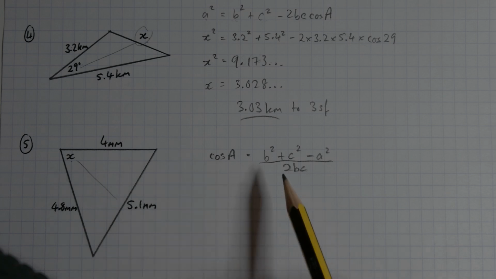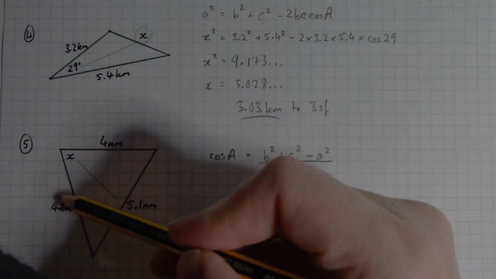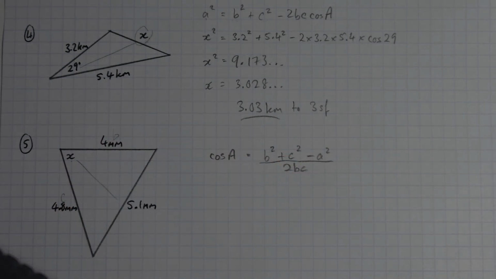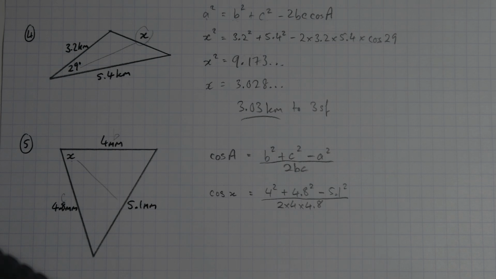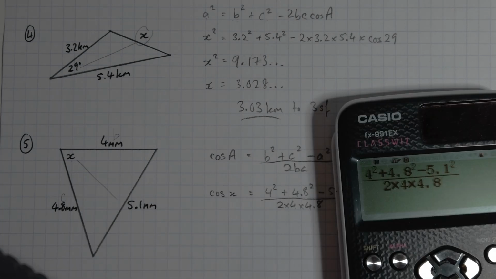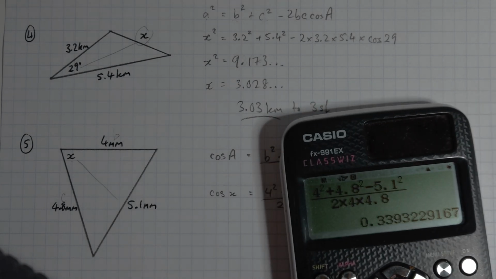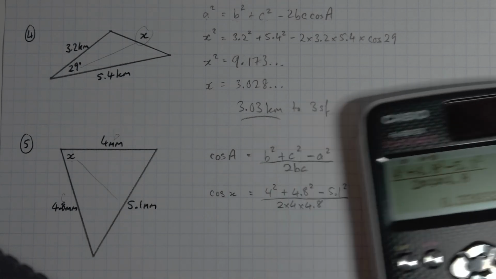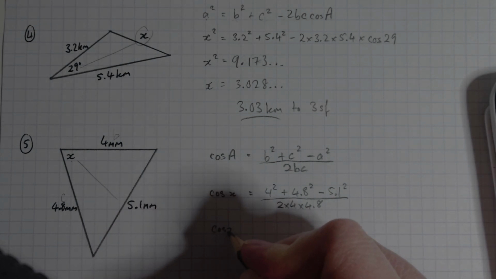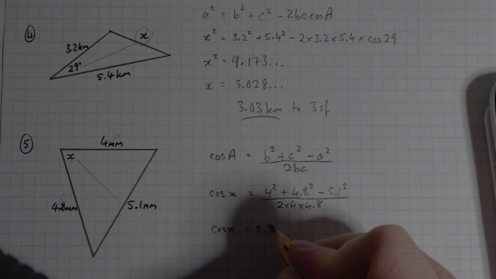So I'll substitute in now, and maybe I'll call this one the B and this one the C, but you can go the other way around if you like, which is that. I'll type it in now. Typed it in, and that gives me, if I press SD, 0.339 blah blah blah, but that's just cos x.